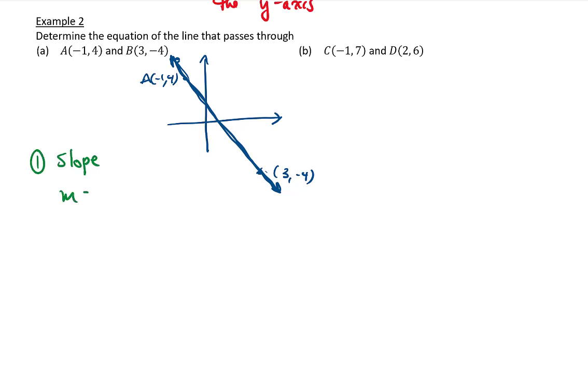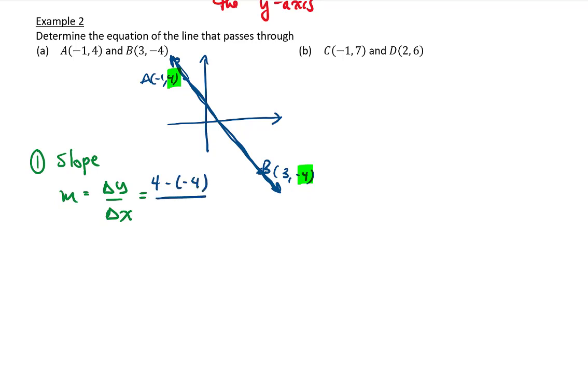We know the slope is equal to the change in y over the change in x. So all you're going to do is take the two y values, 4 and -4, and subtract them. But always do them in the same order. So I'm going to do point A, and I'm going to minus the component from point B. What I end up with is 4 minus -4.